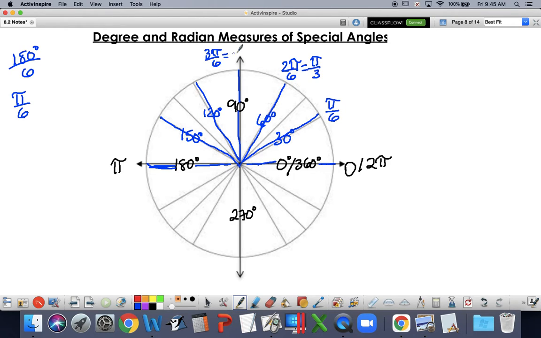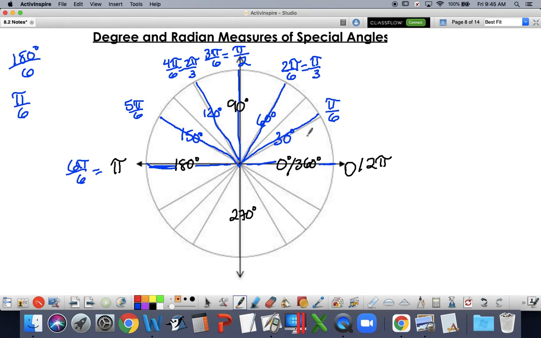Up here I've got 3 pi over 6. And how does 3 pi over 6 simplify down? Well, it's pi over 2. 4 pi over 6 is going to simplify down to 2 pi over 3. And then I have 5 pi over 6. Last but not least, I have 6 pi over 6, which is going to simplify down to that pi.